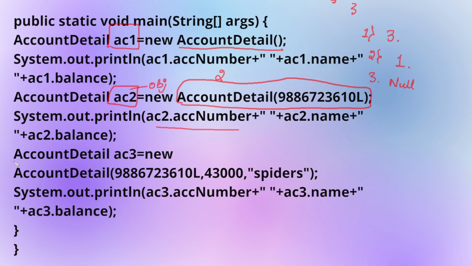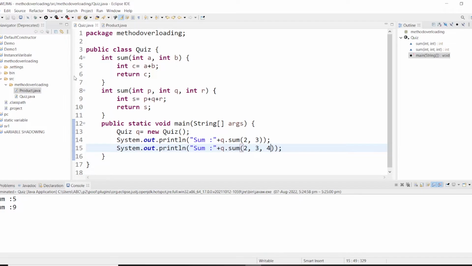And the third object that I have created, ac3, I have created using the constructor which has all three parameters given here. So when I use this constructor, it is going to print the complete values of all three. Let us see how this constructor overloading will be seen in a programmatic way. Now let us see the example for constructor overloading.